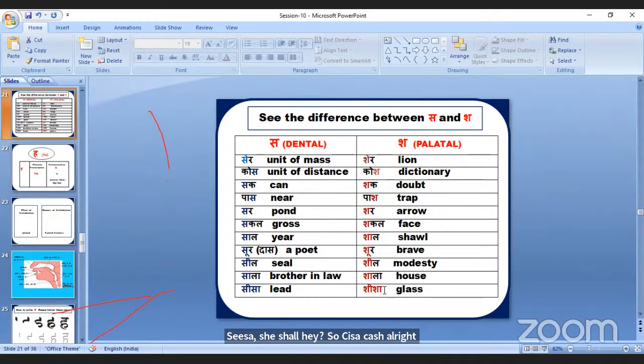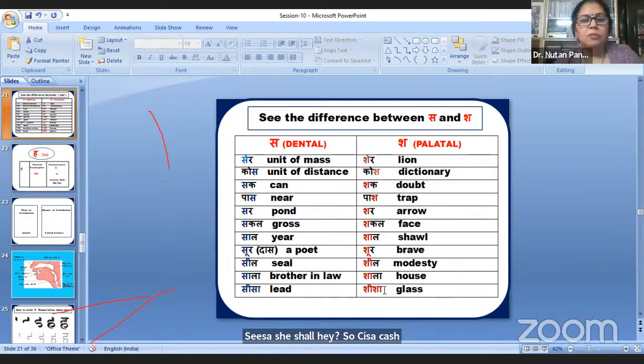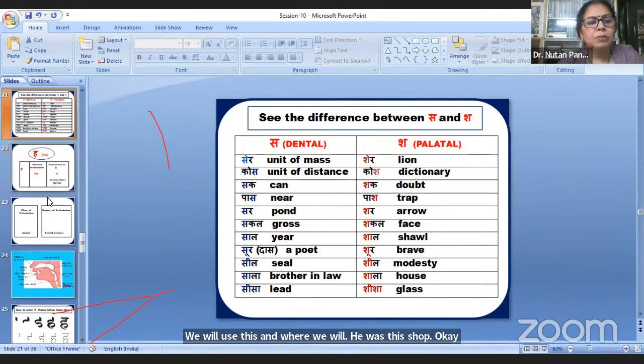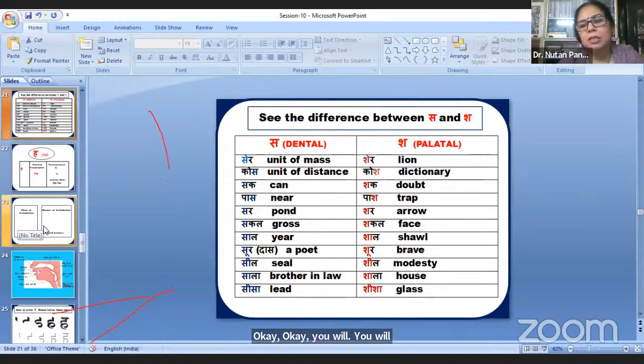Yourself and see the difference. Feel the difference of the sound s, dental, and the sh, that is palatal. So you will be clear what is the difference of sound and where we will use this s and where we will use this sh. You will not do any mistake while using this s and sh.